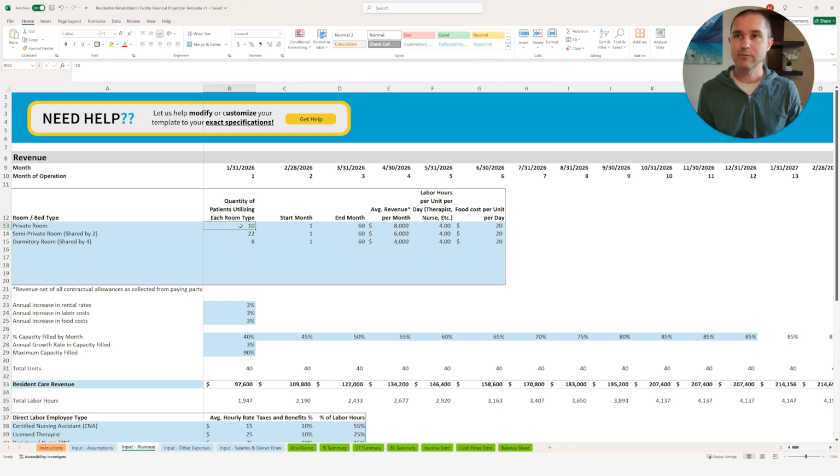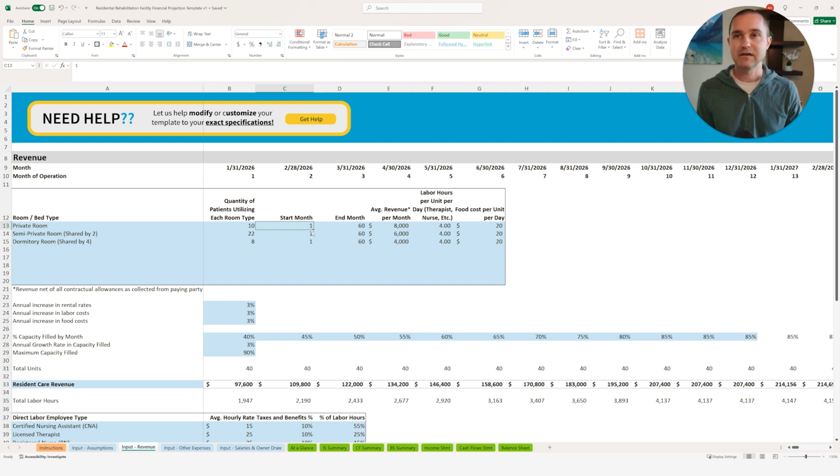So you're saying at any one time, we can have 10 patients in a private room. We can have 22 patients in a semi-private room. So just to be clear, this would not be saying that you have 22 semi-private rooms, each with 2 people. It's more like saying you have 11 semi-private rooms that have a capacity of 22 people. So what you want to put in here is the number of people that would be paying for that room type. You can say what month that room is going to start to be available.